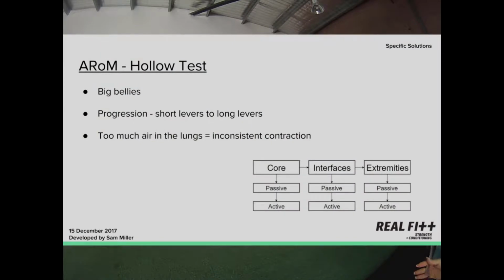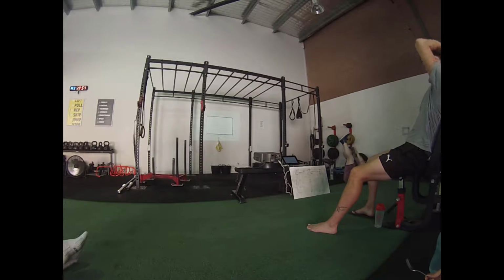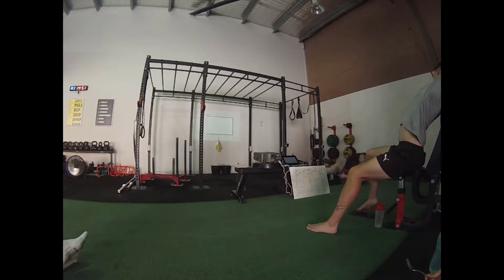Hollow test, the same thing. Big bellies are going to be a big problem though, because that weight's going to be pushing on them, making it very difficult to get them into that position to begin with, because the fat just isn't going to compress enough if there's enough of it. So you want to get them as far as you can.